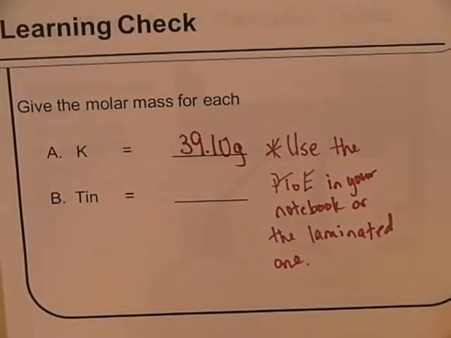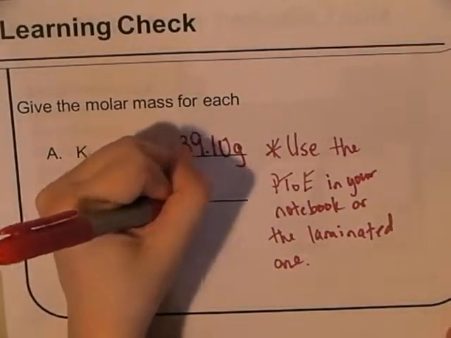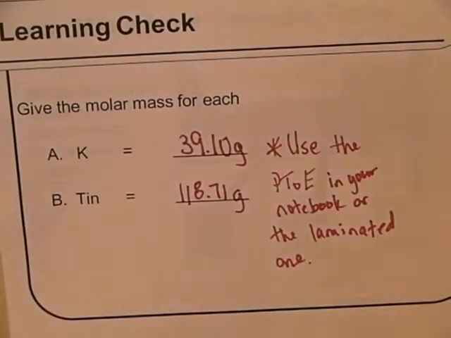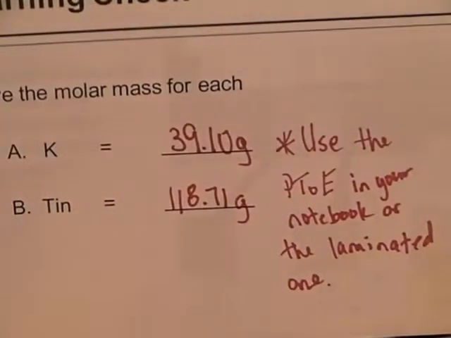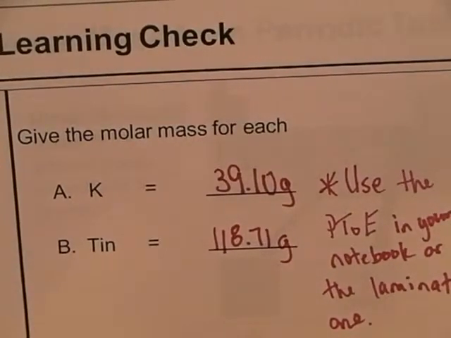Tin, if you look up tin, we know it's Sn. You find it in group 4A. You look it up, it tells you that it is 118.71, and attach grams to the end. And you're done. All right, so single elements, not bad at all. That's all you do. Nothing more than that.